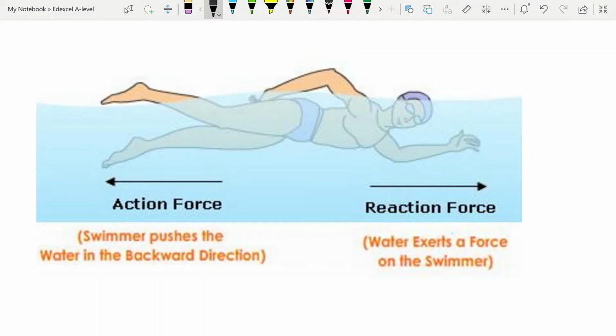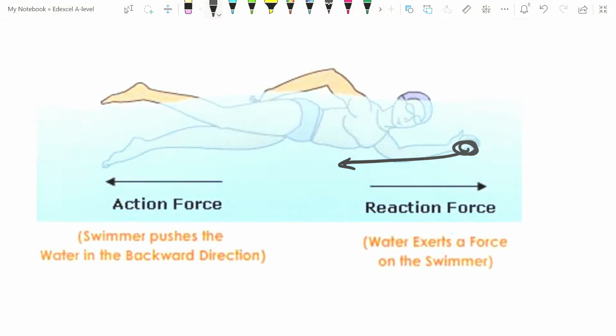Another example that is fairly intuitive for people to understand is the act of swimming. You have to grab the water and push the water backwards. And as a result, the water pushes you forwards. And so if you've ever done any swimming, you know that you have to grab that water and pull it back so that you can propel yourself forward.